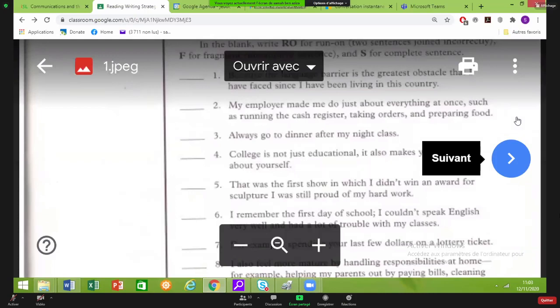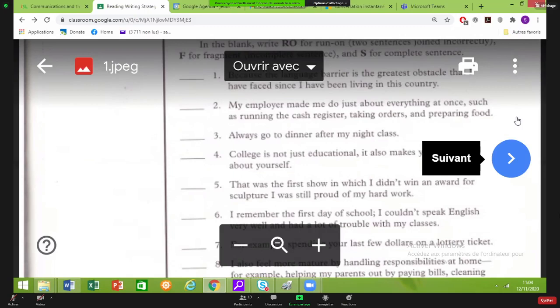So he's giving more information. You can see here a semicolon. You know what's a semicolon? Les deux points, we call them colon. And when you have a comma and a period, we call it a semicolon, okay? So when we use a semicolon, we use it for more information. I remember the first day of school; I couldn't speak English very well and had a lot of trouble with my classes, okay? It's a complete sentence. Yes, very good. Okay, you're good students. So it's a sentence. Good.